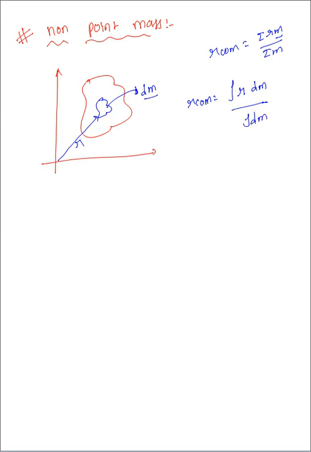And we have to discuss mass densities here. For linear distribution, dm equals lambda dx, where lambda is the linear mass density. Next, for area, dm equals sigma dA, where sigma is the surface mass density. dm equals rho dV, where rho is the volume mass density.